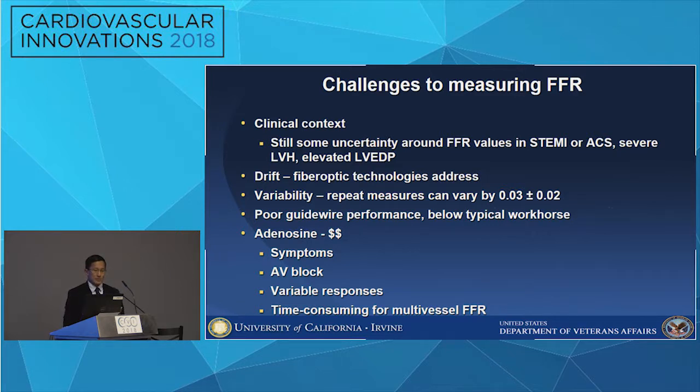And then there's poor guide wire performance, well below the typical workhorse wire. A lot of these have been addressed with the latest technologies, especially Boston Scientific's Comet wire, which uses Sahi technology on the guide wire performance, and also optical technologies. There's also the issue of hyperemia in general. With adenosine, you get some symptoms, AV block, a lot of variable responses. Some people are highly responsive to adenosine, others are not. And then it's time-consuming for multi-vessel FFR, especially if you're trying to run a 2 or 3 minute infusion each time, stop it, and then restart it again for the next coronary artery.